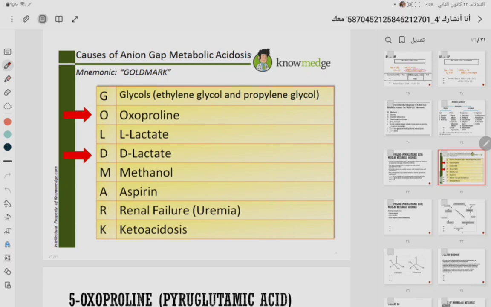And another mnemonic as well: glycols, ethylene glycol, propylene glycol, oxoproline, L-lactate, D-lactate, methanol, aspirin, renal failure, uremic acidosis. But I think the metabolism one is easier for you and more comprehensive. Next.